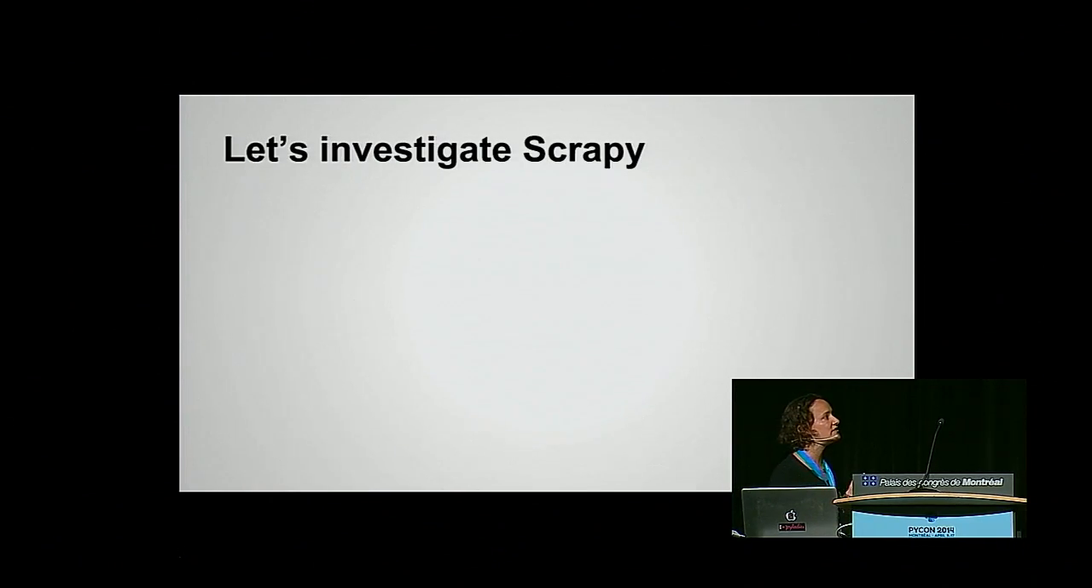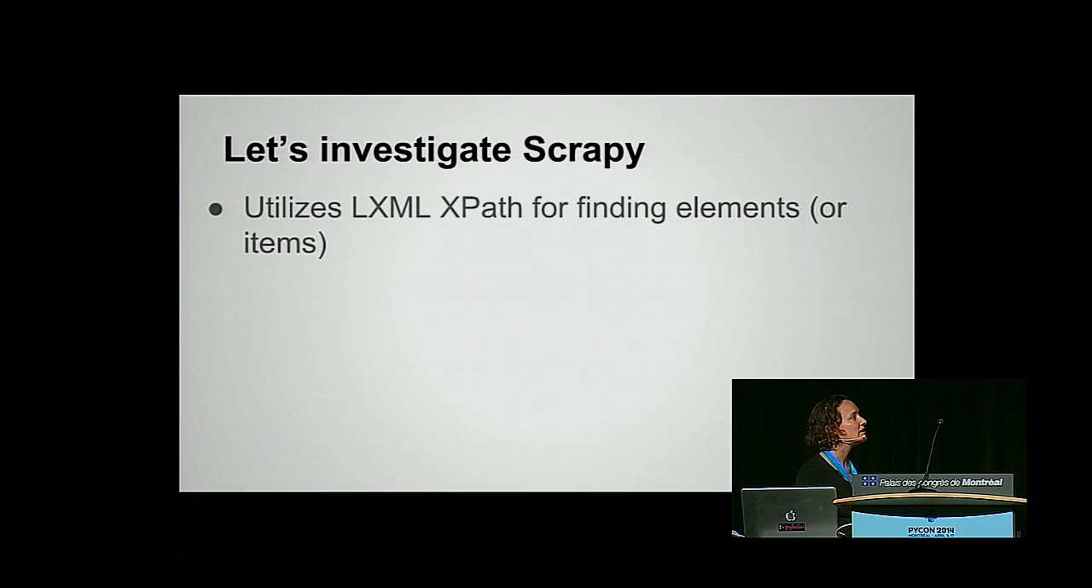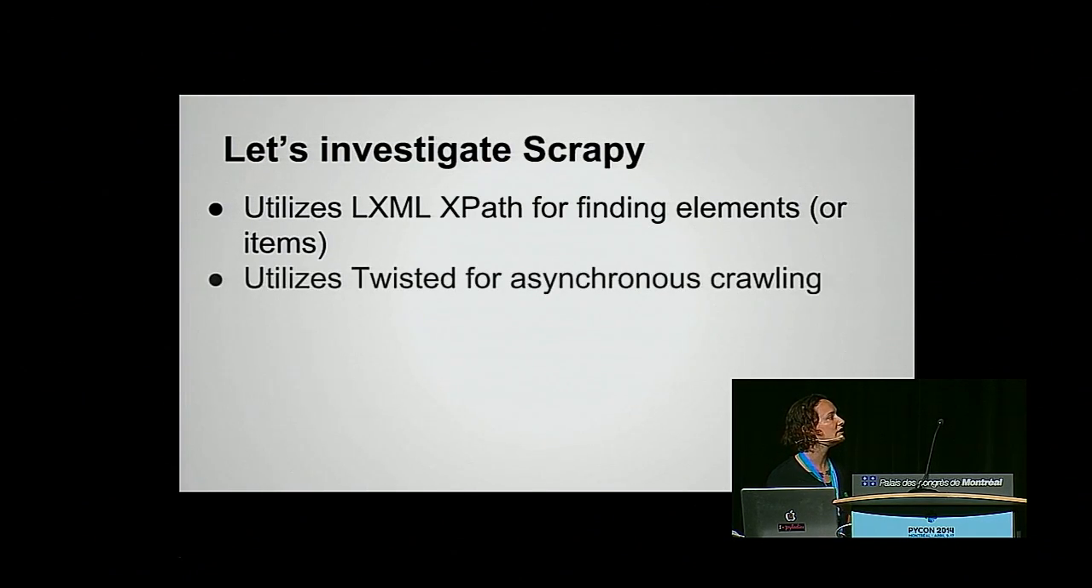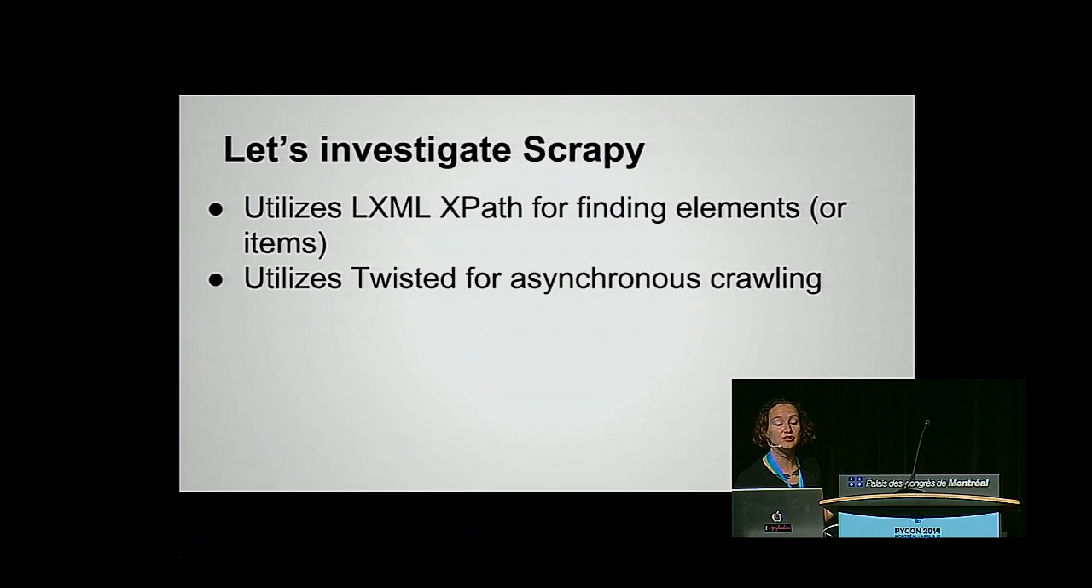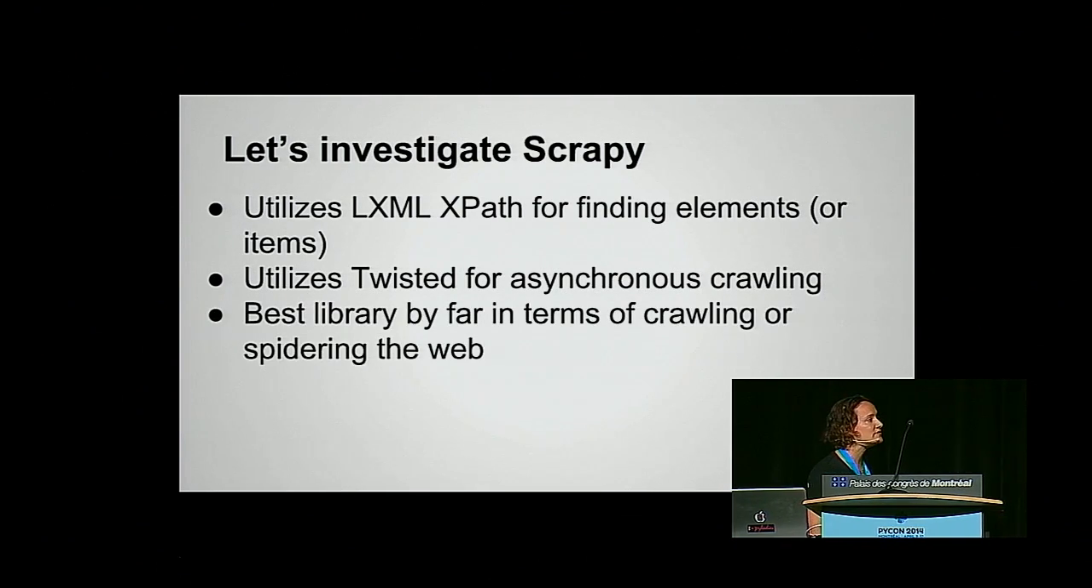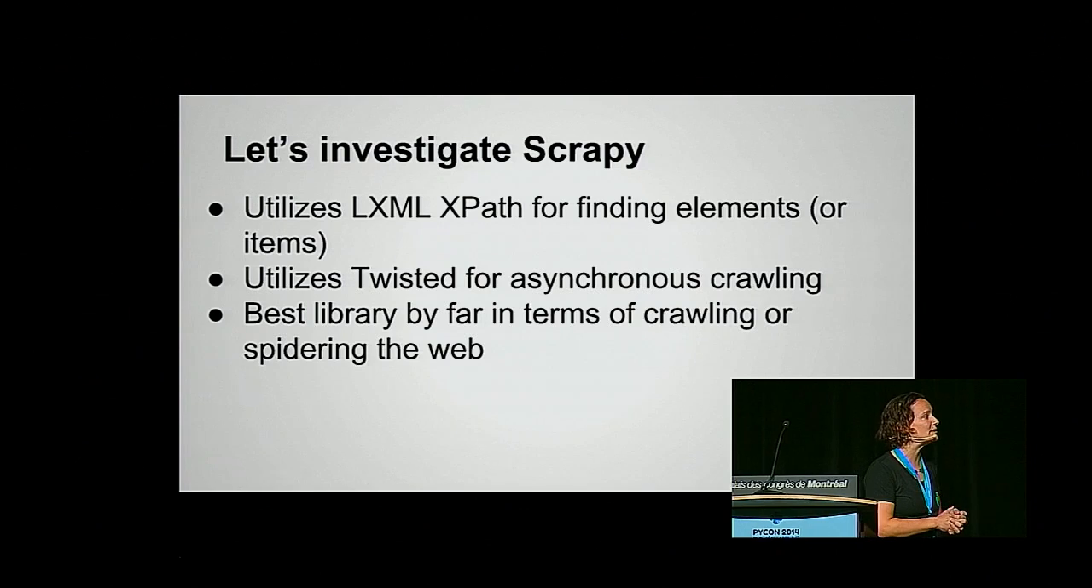So I wanted to investigate Scrapy. It uses LXML XPath to find elements, or as they call them within the library, items. And it uses Twisted for asynchronous crawling. So to me, it seemed that it was going to be really speedy.